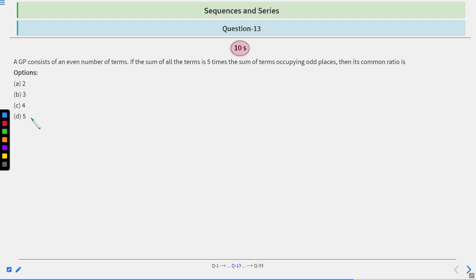Let's move to question number 13. If a GP consists of an even number of terms, the sum of all the terms is 5 times the sum of terms occupying odd places, then its common ratio is. So let's move to the solution part after 10 seconds.